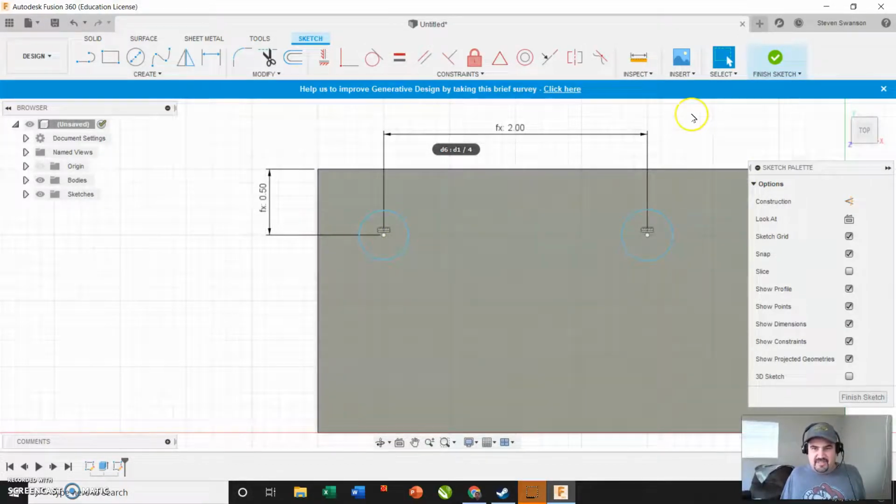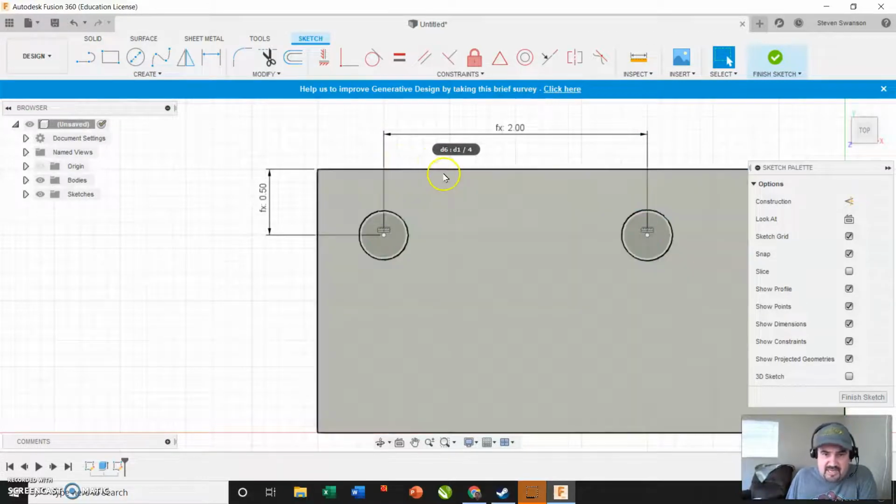Notice that these are still blue, right? Look at the color of my circles. They're blue. What does that mean? That means they're still able to move. They're not fully constrained. Fully constrained means you cannot move them anymore.